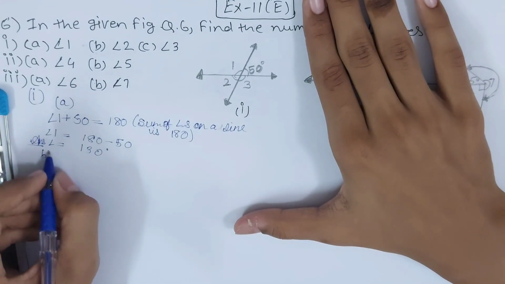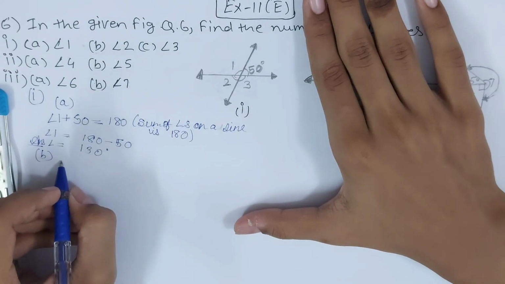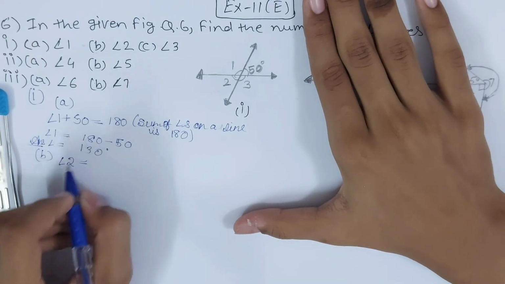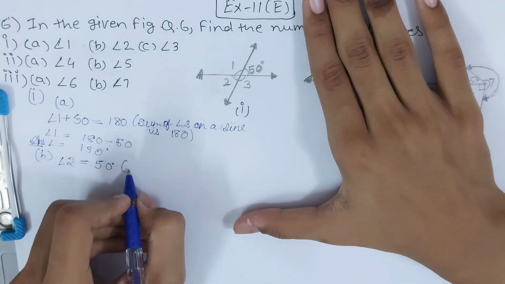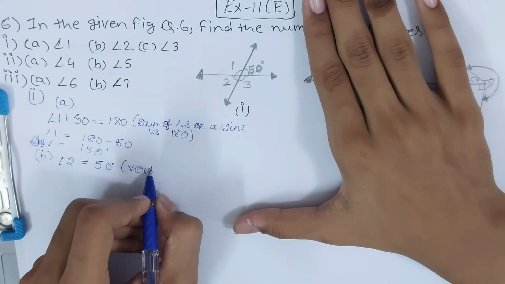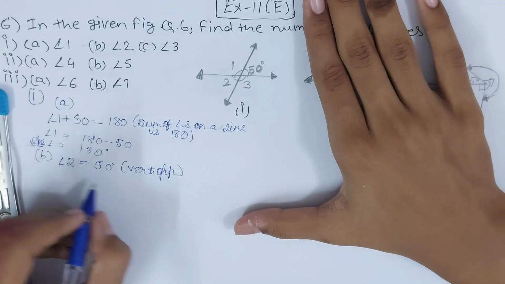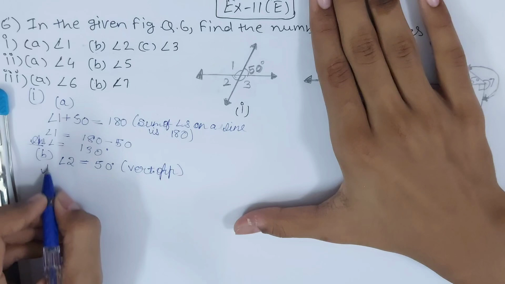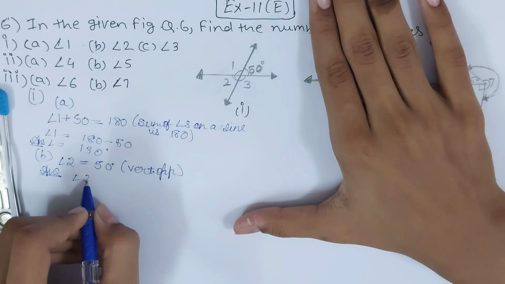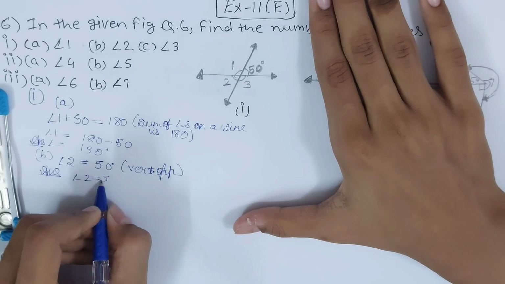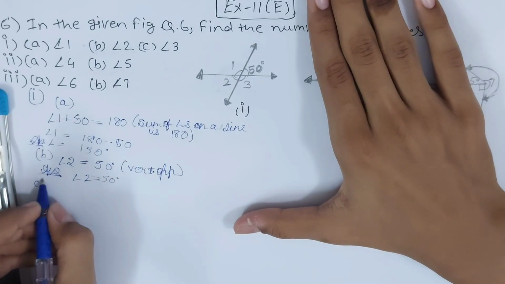Now we have B. This is angle 2. So angle 2 now you have to find. Remember, angle 2 is going to be equal to 50 degrees directly. How? Vertically opposite angles they are, right? So angle 2 is equal to 50 degrees. So you can write your answer as angle 2 is 50 degrees. Simple.